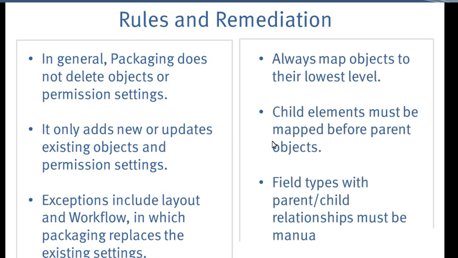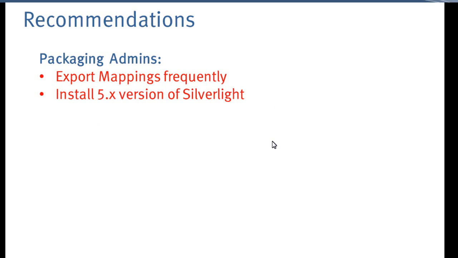Always map objects to their lowest level. Child elements must be mapped before parent objects. And field types with parent-child relationships must be manually remediated. Advanced package mapping requires a considerable amount of memory, which may result in browser errors. To mitigate impact, export the mappings frequently. To optimize your system for packaging, we recommend upgrading to Silverlight 5 for packaging admins. Those are the users that are doing the mapping.